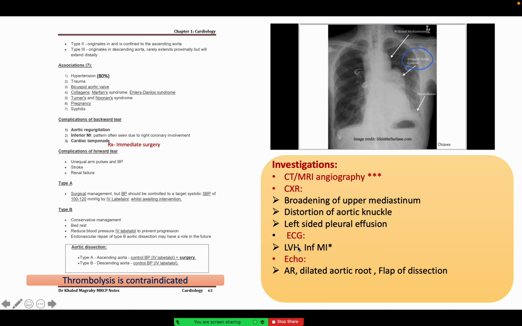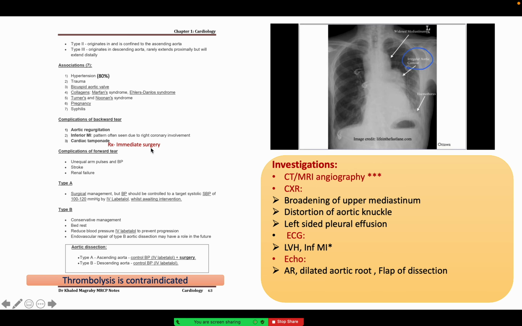Okay, and the last thing is that you can do an echocardiogram, and in the echocardiogram you can have aortic regurgitation, a dilated aortic root, and a flap of dissection. So these are the investigations, and these investigations are very important for the exam.